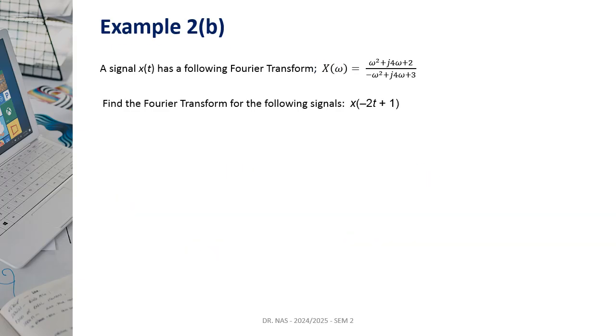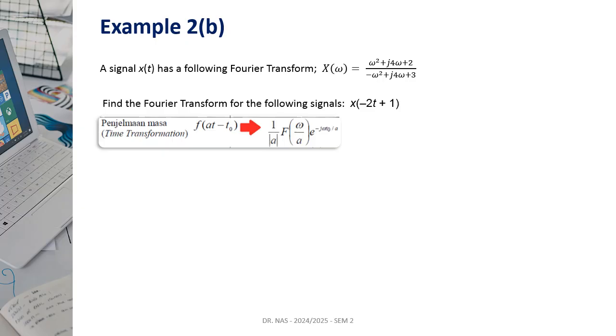Okay, next, example 2b. So you need to try a different x(t) equation, a new equation given by x(-2t+1). Obviously you need to compare with the Fourier transform pairs. You may notice that this equation is more or less equivalent to this shape, so you can compare the given signal directly with the one in the table. The given is x(-2t+1).